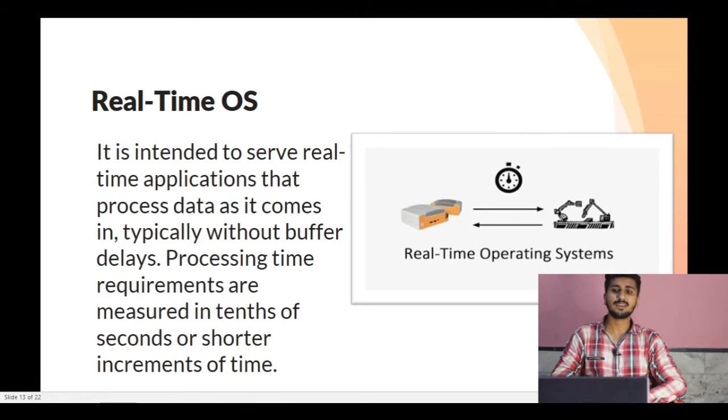Real-time OS is intended to serve real-time applications that process data as it comes in, typically without buffer delays. In real-time applications, when we give an input to the OS, it sends that task to the kernel, and the kernel decides within tenths of a second whether to execute the task. So a real-time OS is the fastest OS. Processing time requirements are measured in tenths of seconds or shorter increments of time. Means it takes much less time to execute the task.